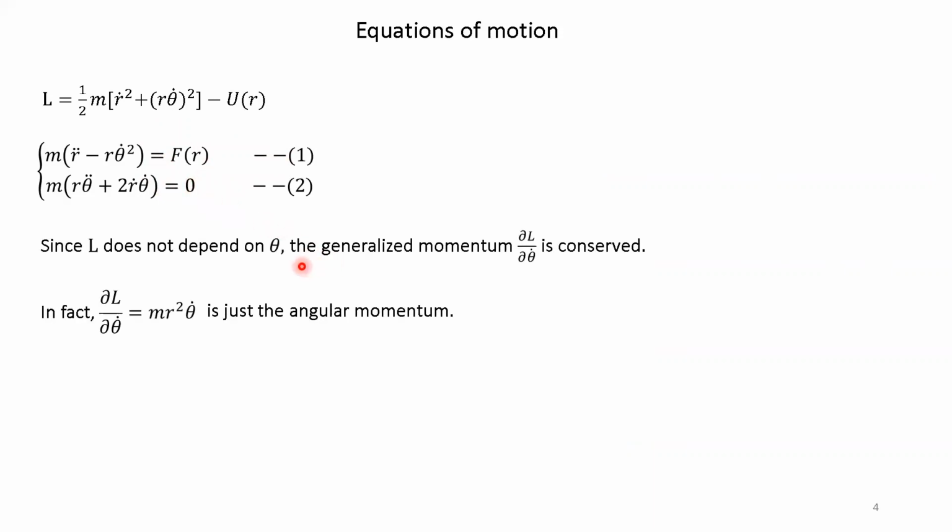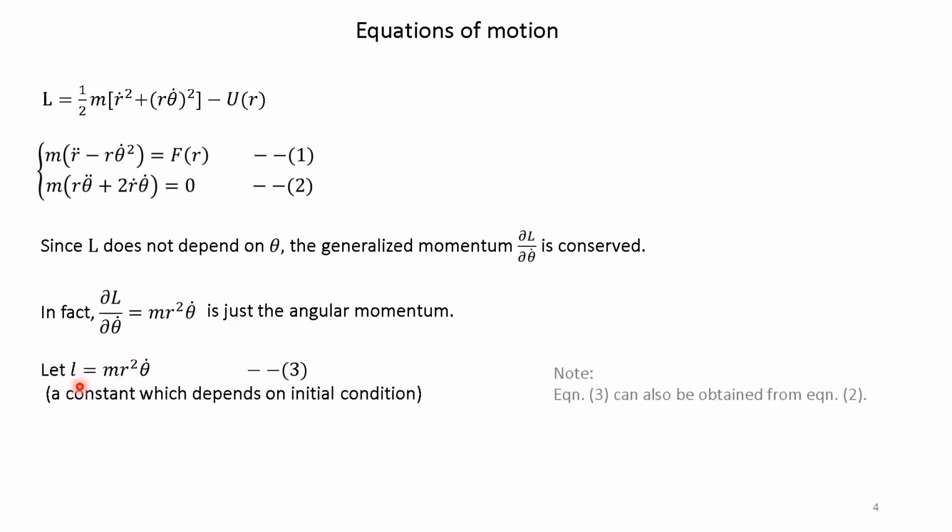Now I have made use of the fact that the direction of the angular momentum is conserved, right? And another thing is that the magnitude of the angular momentum is also conserved. So that is this quantity, m r squared theta dot, being a constant, which I'll call L.